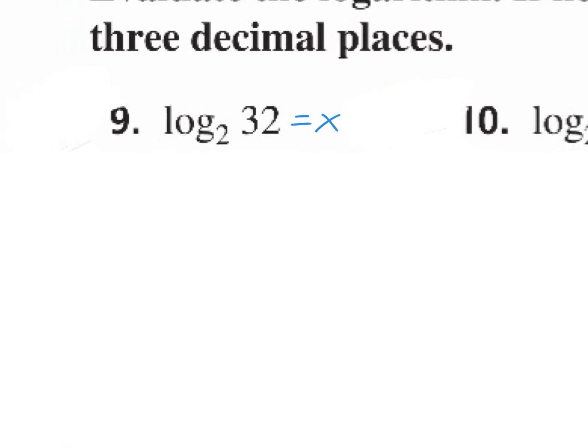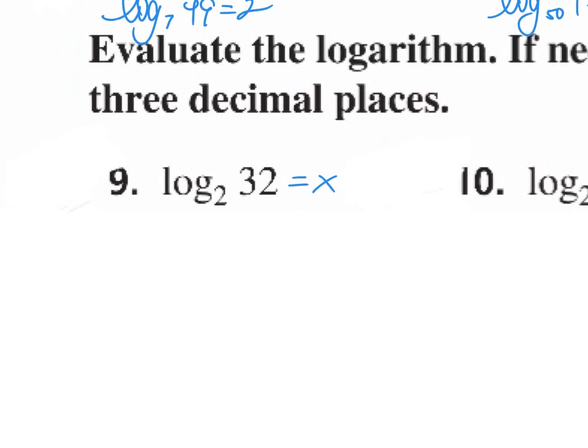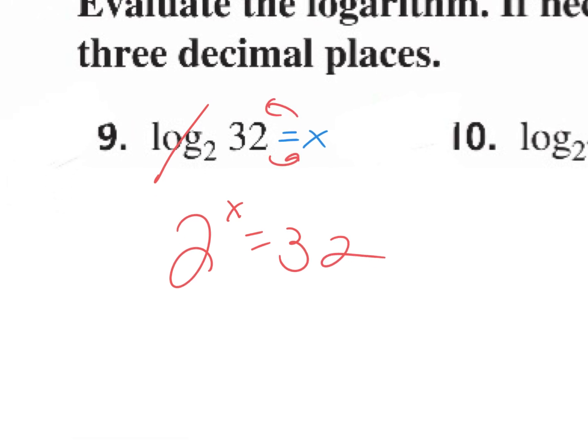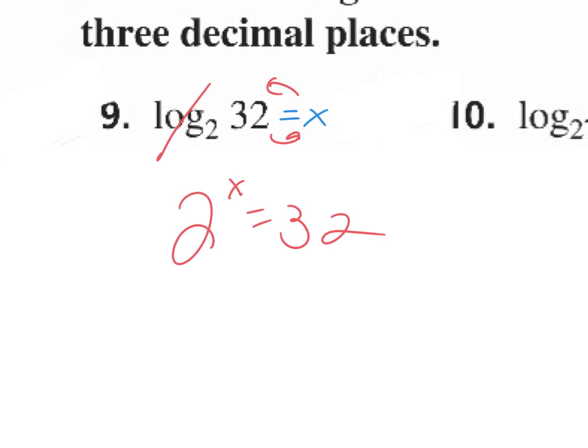So I am going to change my logarithmic to exponential. I'm going to cross off log. My little 2 becomes big. So this becomes x up here, 32. You guys agree? They switch spots? Okay, so 2 to what power gives me 32? What is it? 5.